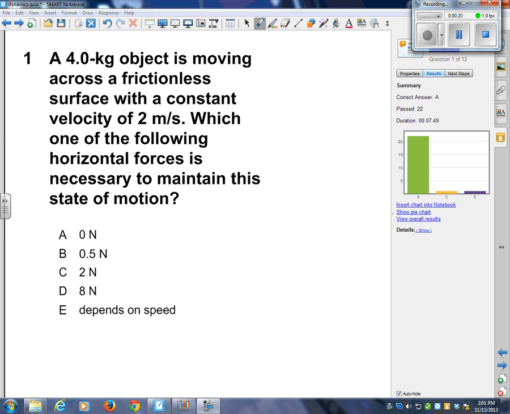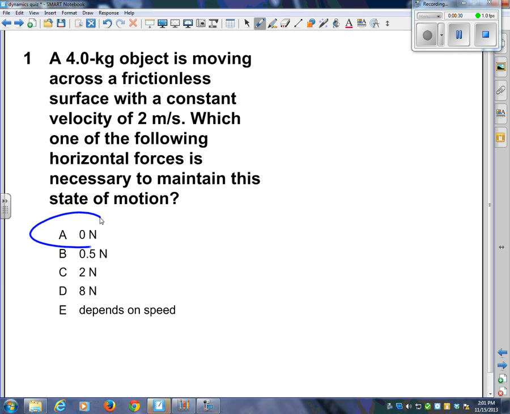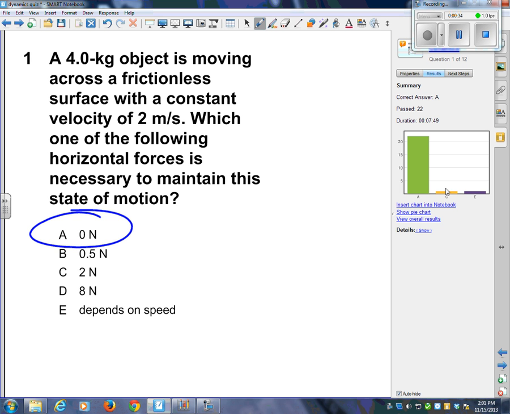Oh, two wrong. Oh yes, friction. I was confused. My mistake. Frictionless surface, 0. Excellent. Everybody got that right. A couple people chose 4 times 2. That's mass times velocity. That is nothing that you know about yet. Mass times velocity doesn't mean anything to you.